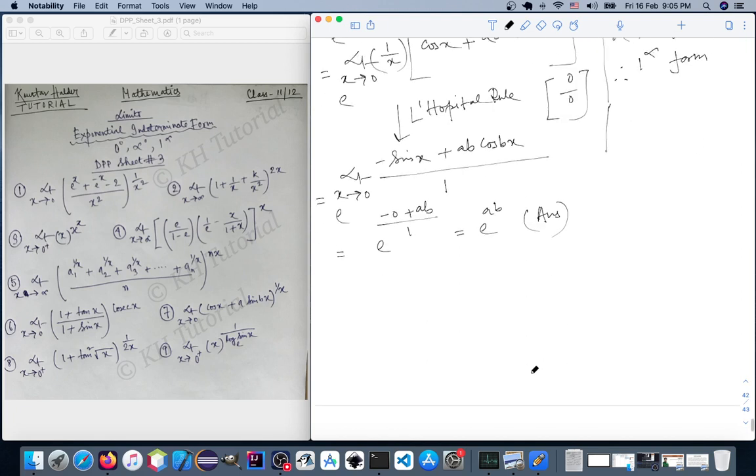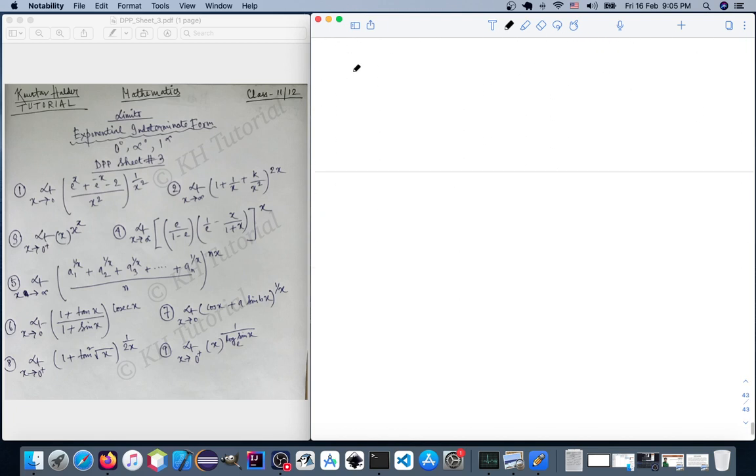Okay, let's see the next problem. It says limit x tends to 0 plus, 1 plus tan square root x whole to the power 1 by twice x.